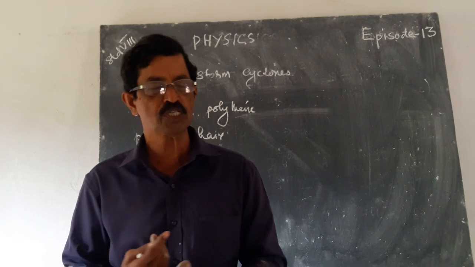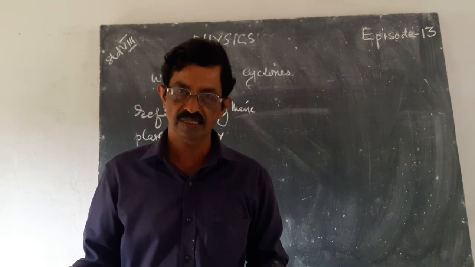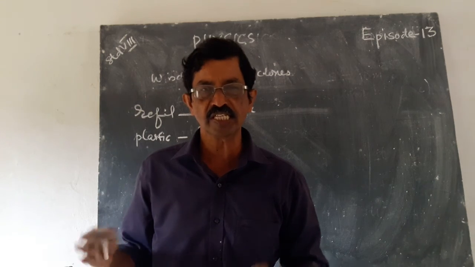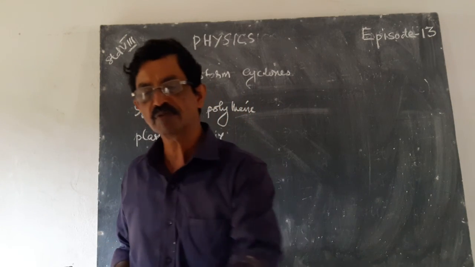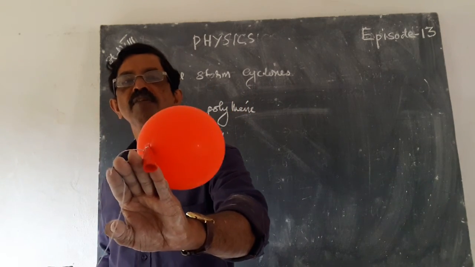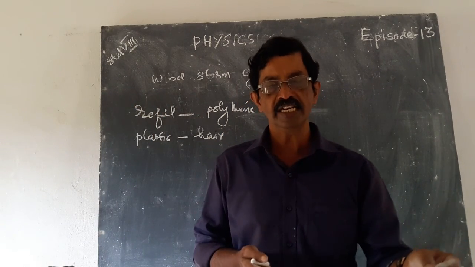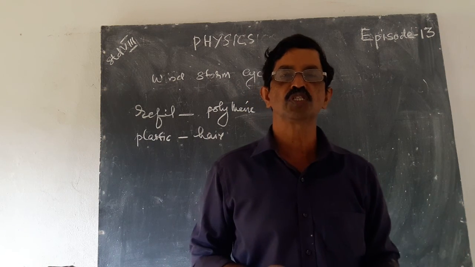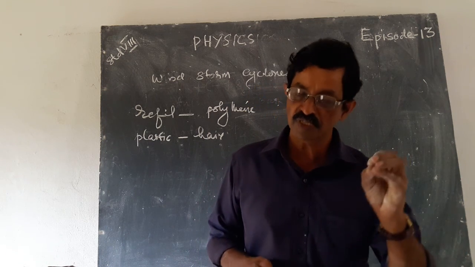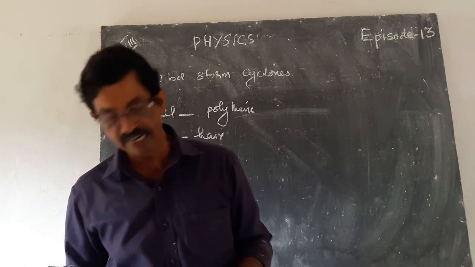Once again, first a refill and a polythene. It attracts small pieces of paper. That means it is charged. Another one is a balloon rubbed with polythene. Then also it attracts small pieces of paper. It means it also becomes charged. Then another pair is given, an eraser.